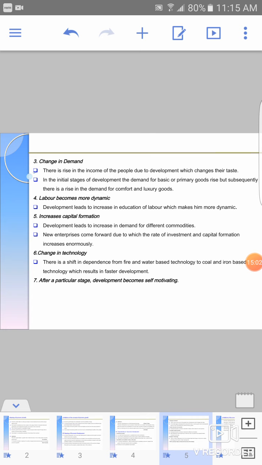Sixth point is change in technology. There is a shift in dependence from fire and water based technology to coal and iron based technology, which results in faster development. As a technology also there will be a change, from fire and water based technology towards coal and iron based technology, which will at last result in faster development of the country. Okay, at last after a particular stage development becomes self motivating. As we develop as a nation, it will become self motivating.